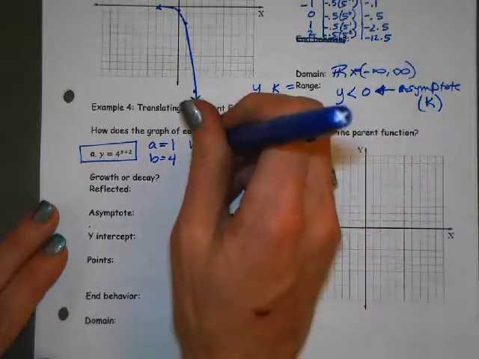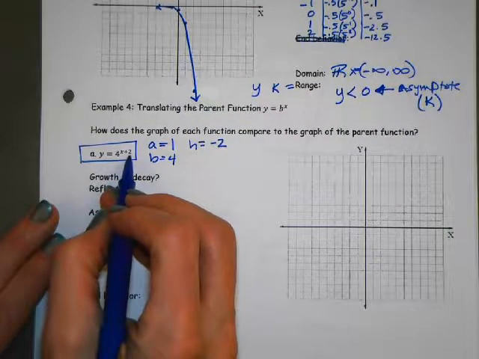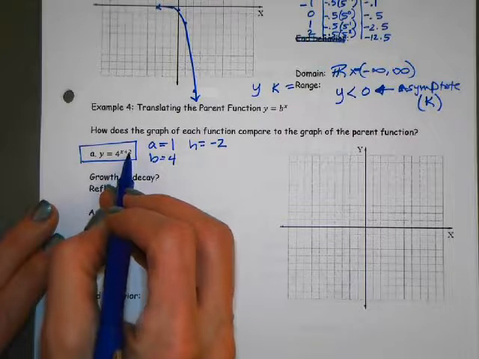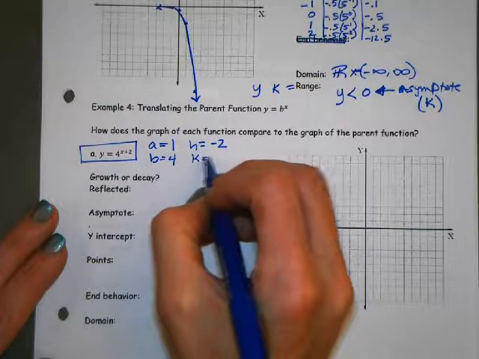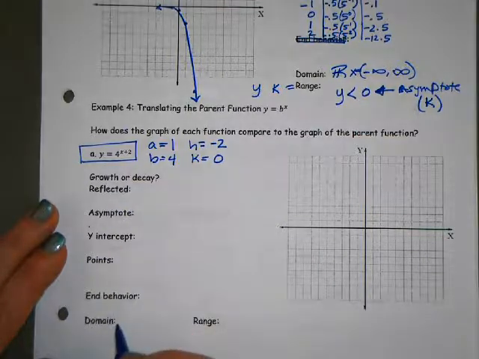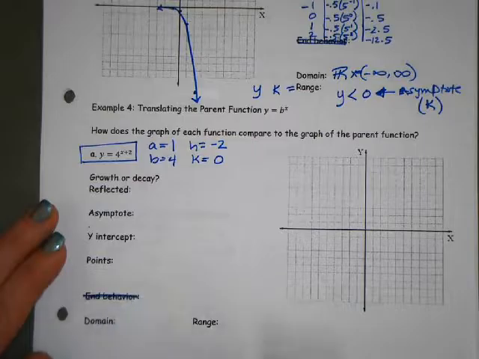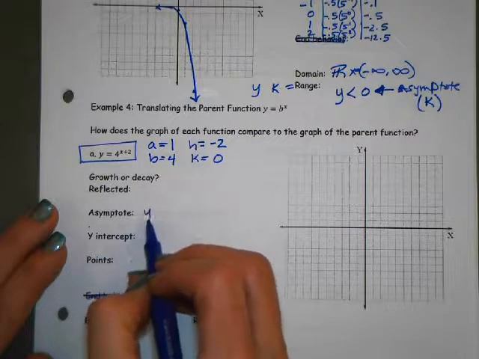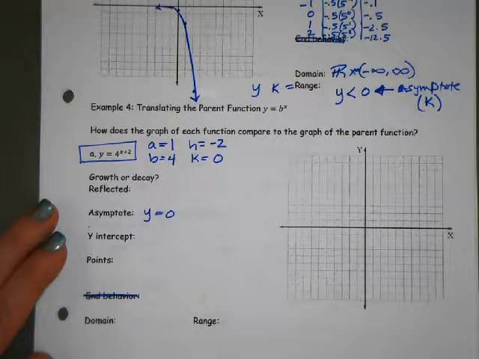-2. Remember, it's the opposite of that right there? Okay? Does that make sense? What is K in this example? 0. So just so we know that K is 0, what do we know about anything else on here? Yeah, we know the asymptote, right? So Y is going to equal 0 for the asymptote. We know that right away, because Y equals K.